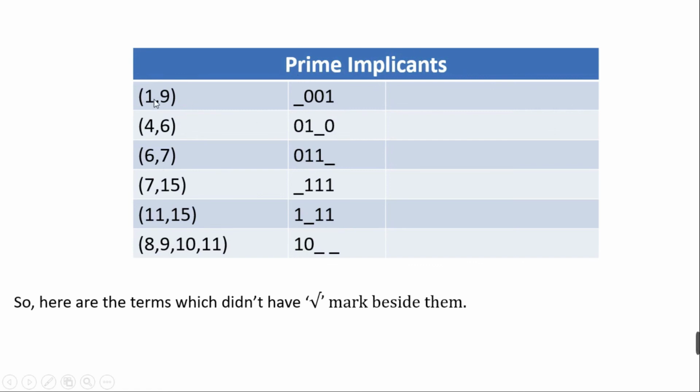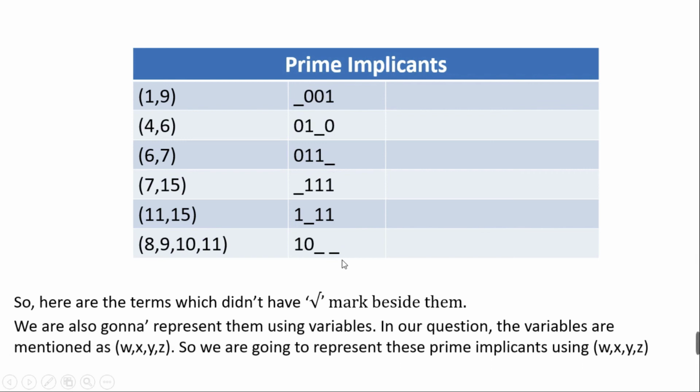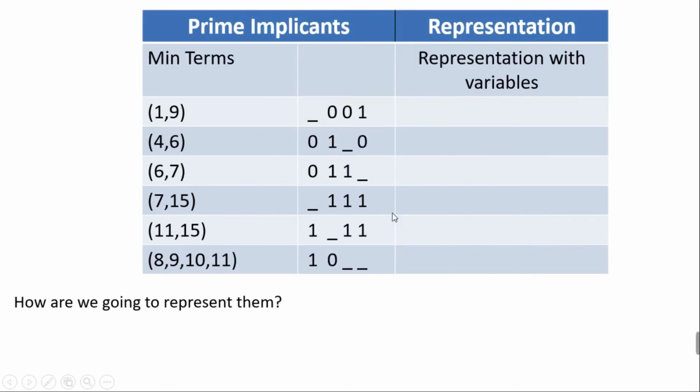Okay, so these are the pairs and these are the binary representations for them. We're also going to represent them using variables. In our question, if you remember, the function was defined with the variables w, x, y, z. You can rewind and go back to the question if you want. So we're going to represent these binary numbers using those variables. Let's see how we can actually do that.